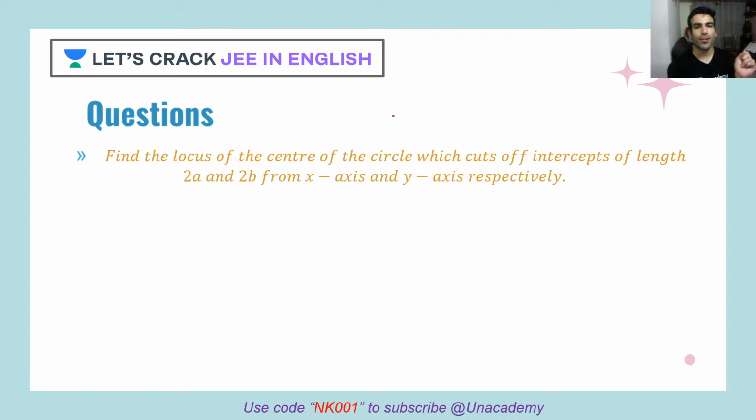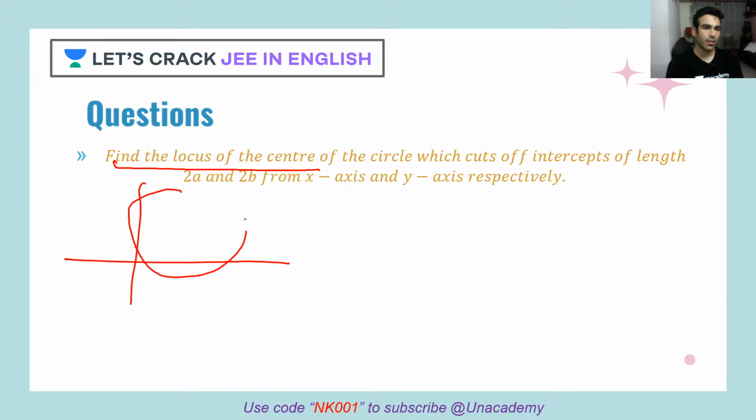Find the locus of the center of circle which cuts off intercepts of length 2a and 2b from the x axis and y axis respectively. Okay, so let's again do that question. It's again an easy question. It says find the locus of the center. So first let's write down the center's coordinates: h comma k.